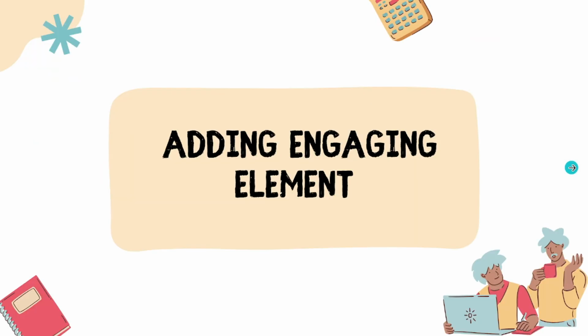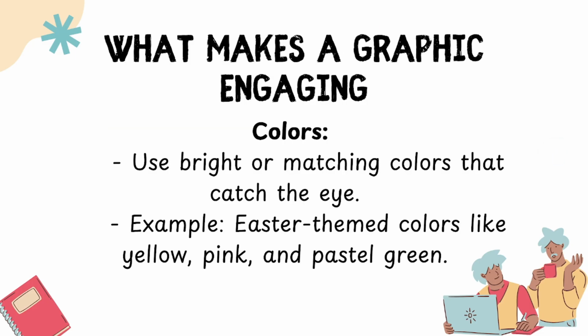Okay? So now, adding engaging elements, all right? Let's look at what makes a social media graphic engaging. Yes, let's look at it because it's one of the things we stated in our goals. The first one is color. In your social media designs, you use bright or matching colors that catch the eye. You understand? For example, Easter-themed colors like yellow, pink, or pastel green. In your designs, I've always talked about this, that the colors you use in your design are very, very important. Now we are seeing it here again, right?